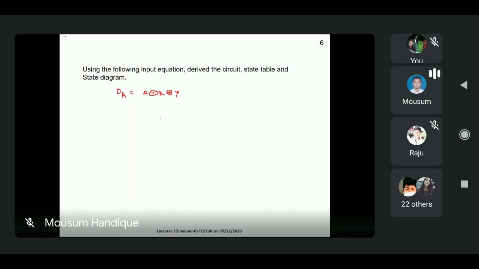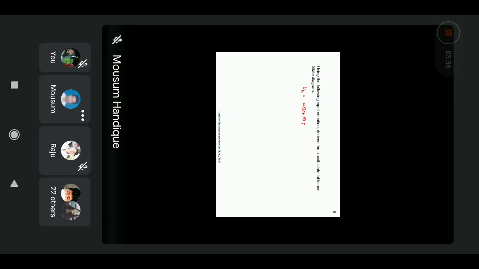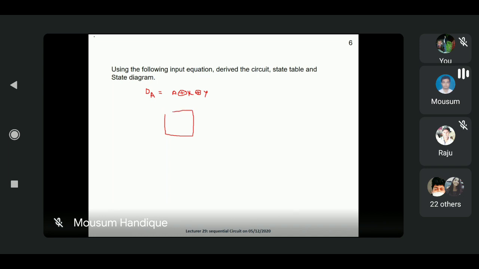So how can we derive the diagram? See here, how many flip-flops are we using? Only one flip-flop. So obviously this is the clock flip-flop. Don't forget this one. Suppose here we are assigning DA, and the output we can consider as A. If we are not writing the second output, it is no problem, because by default the second output is A bar.